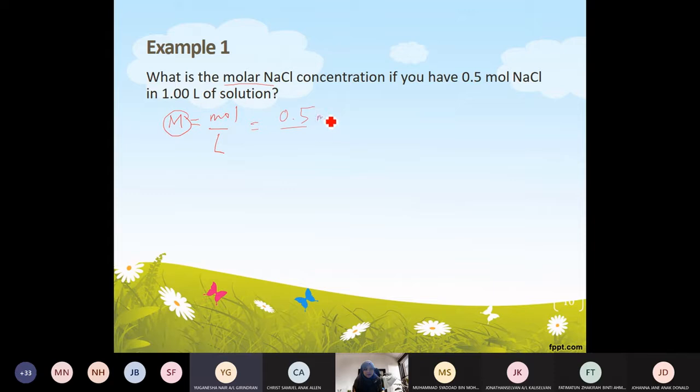So, jawapannya? Jawapannya jadi 0.5 mol per liter lah, ataupun molar lah. Very simple. That's why I told you just now, you have to memorize that two formula. Senang nak jawab soalan yang berkaitan dengan molarity.